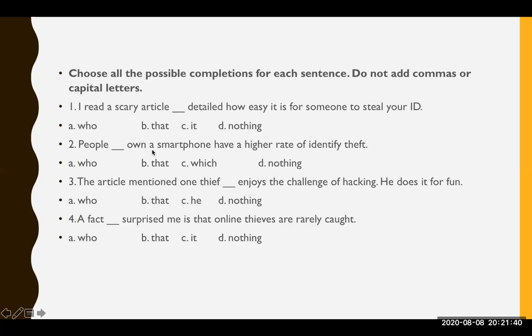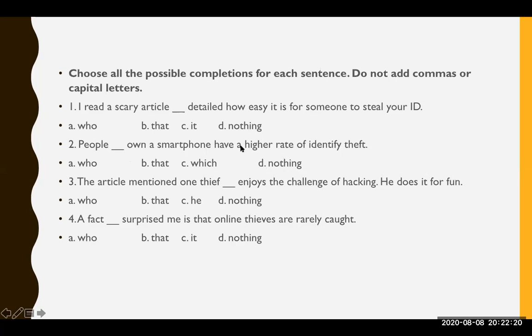So people on a smartphone have a higher rate of identity theft. If you say "people on a smartphone," this is a correct sentence. But the problem here is that we have another verb. You don't use two verbs for the same subject without a coordinator, without "and," without a subordinator, without another subject. So there is a subject that has two verbs. So we bring another subject to one of the verbs. If you say D, it is wrong, you need to add something.